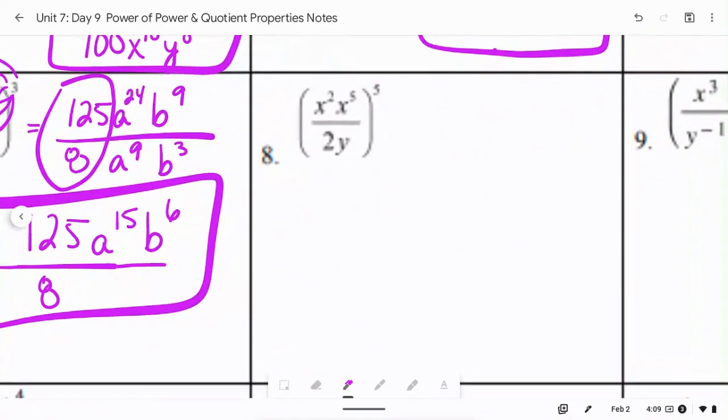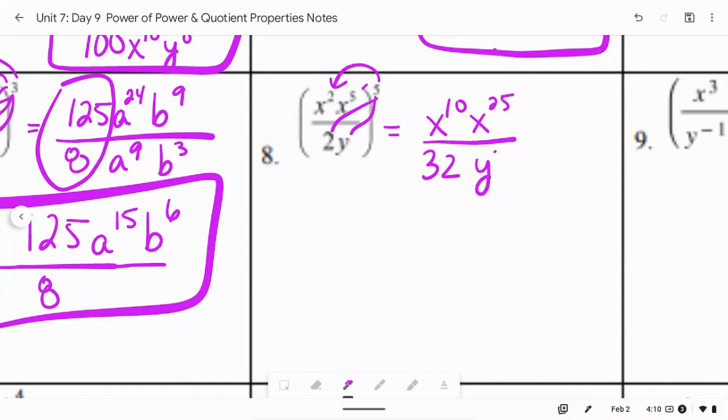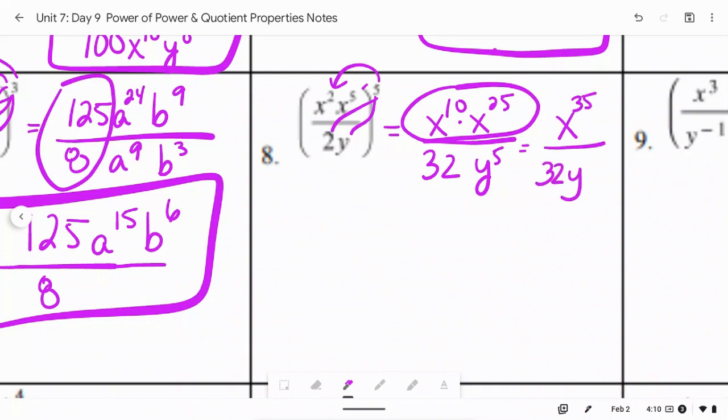In example 8, we're going to distribute. So I get x to the 10th, and then x to the 25th. Over, I'm going to do 2 to the 5th power in my calculator, and I get 32 y to the 5th. Now, because the x's are next to each other in the numerator, this means to multiply. So when you're multiplying, you have to add exponents. So you get x to the 35th over 32 y to the 5th. Final answer.